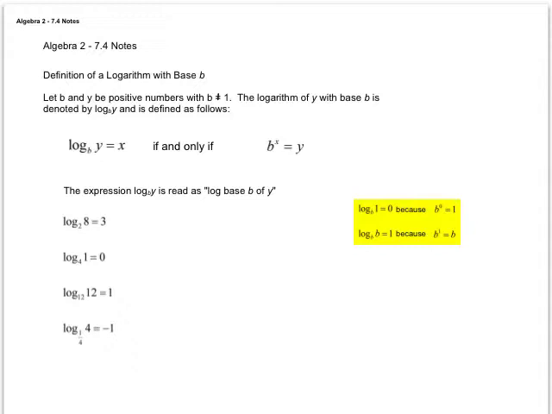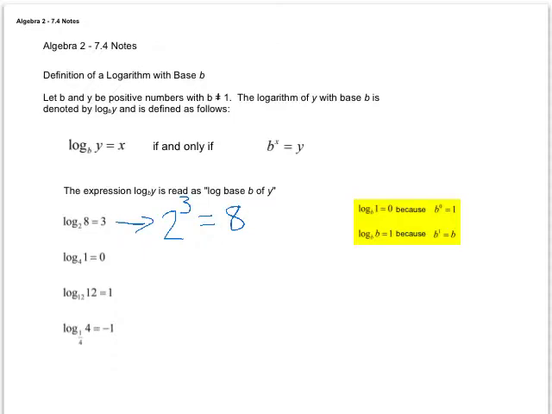So how does this look? Well, this looks like the base, which is 2, to its exponent, which is 3, and it's equal to 8. So that's all there is to it. We're just changing from log form to exponential form.